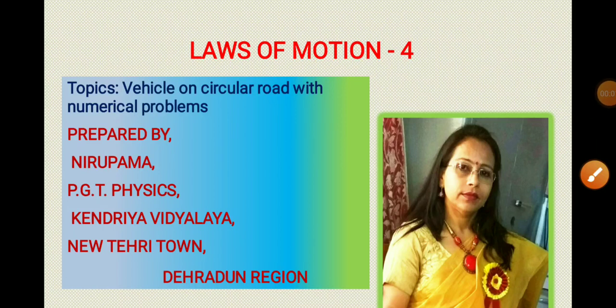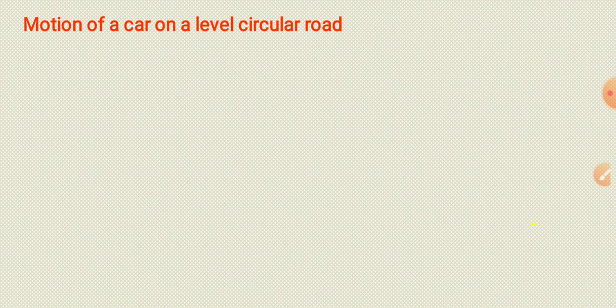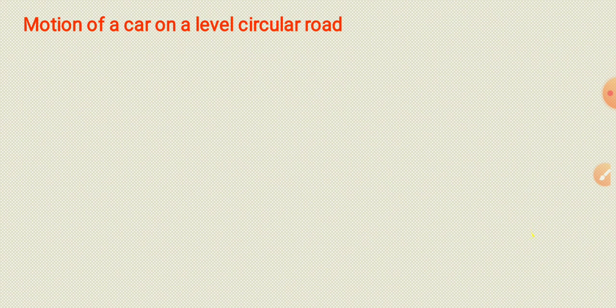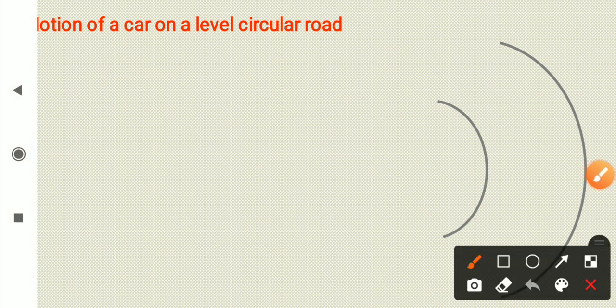Dear students, in this video on laws of motion, we will study vehicle on circular road with some examples. So let us begin with the first case, motion of a car on a level circular road. So when I say level circular road, see this is a circular turn.